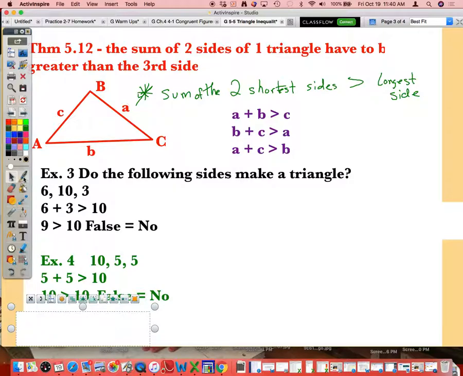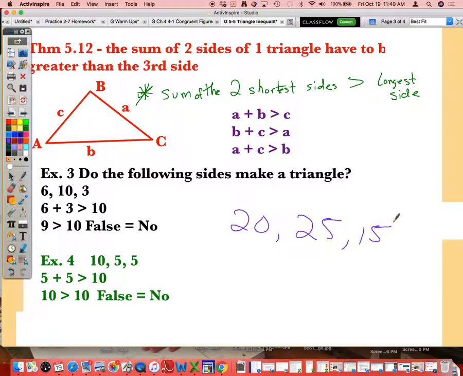Suppose I gave you 20, 25, and 15. 15 plus 20 is 35. So 15 plus 20 should be greater than 25. 15 plus 20 is 35. Is 35 greater than 25? Yes. Wow. Thoughts?